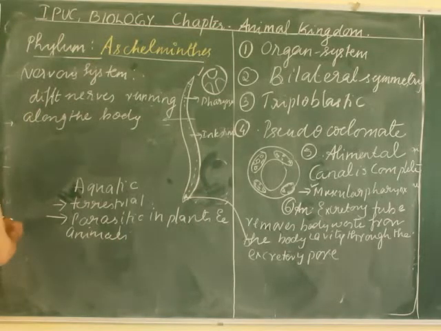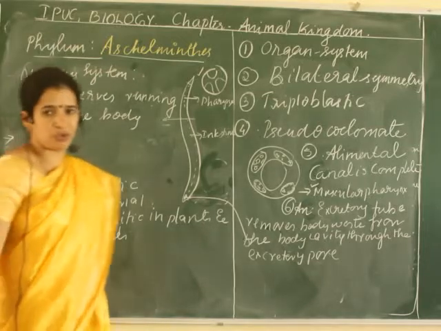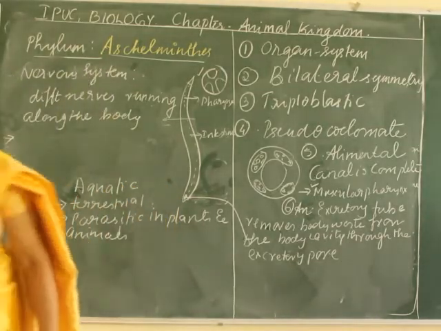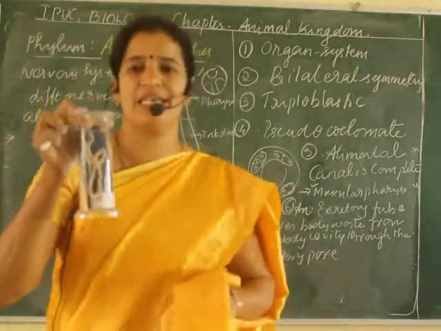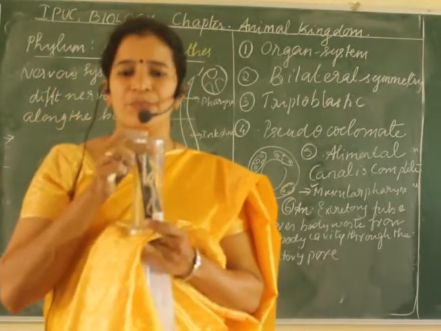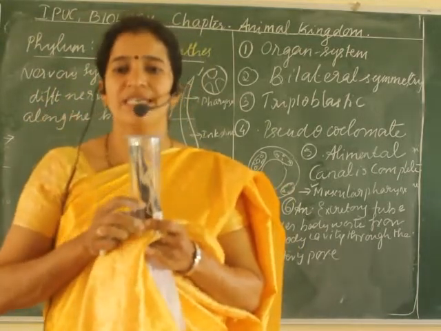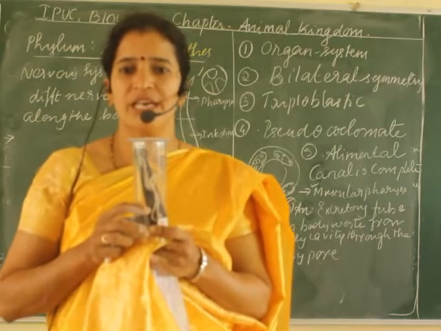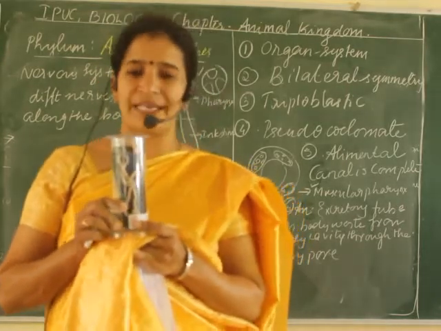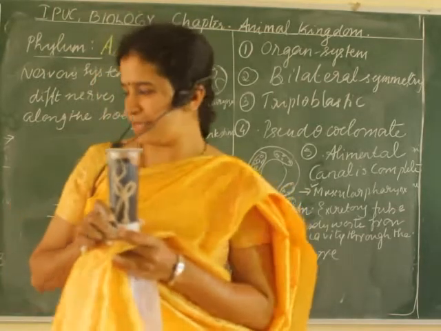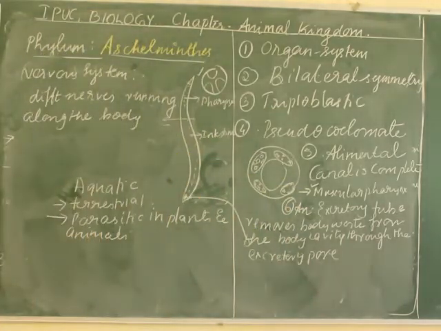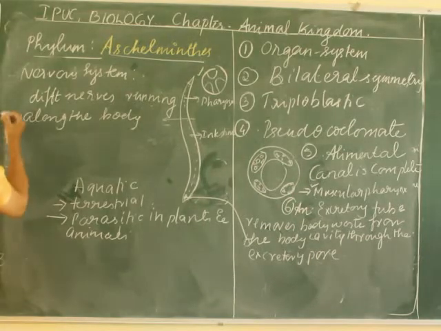Then which system is remaining? They have reproduction. Here I have shown the specimen just now. We can see there is a male and female Ascaris. So what is the feature of this? Do they have sexual dimorphism? Yes, they show sexual dimorphism. So we call it dioecious, where male and female are separate. They show distinct male and female body structures, so the male and female are different.